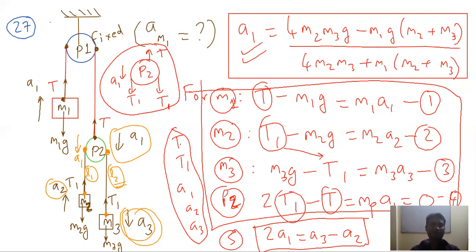So this is how we apply string constraint in this case. This is the equation of string constraint based on the direction of acceleration which I have chosen. If instead of acceleration a2 in the upward direction, you choose acceleration a2 in the downward direction with respect to ground, then we will get another string constraint equation. So the string constraint equation is based on the direction of acceleration that you choose. This is the perfectly right equation if I choose the acceleration in this direction and this direction as marked in the diagram. So I hope you understood this question.